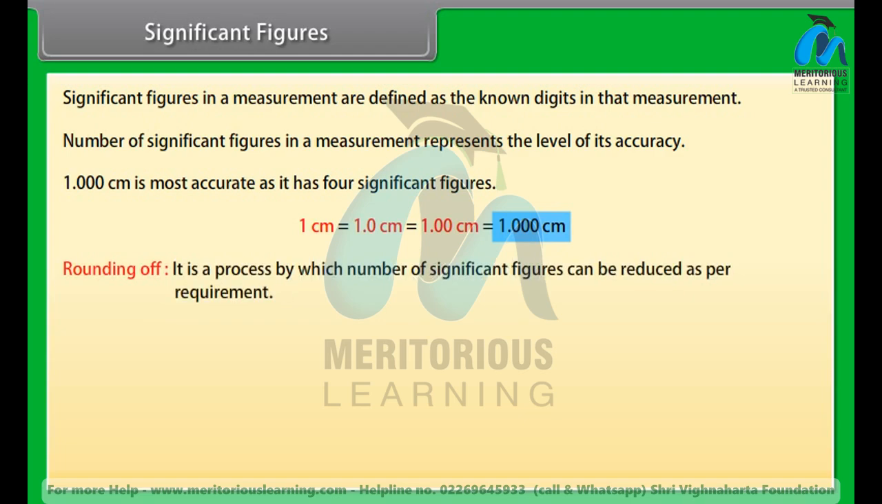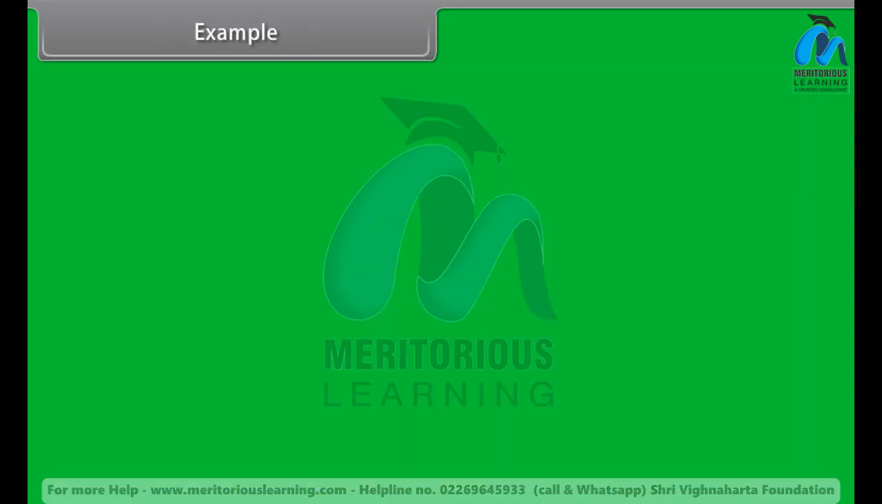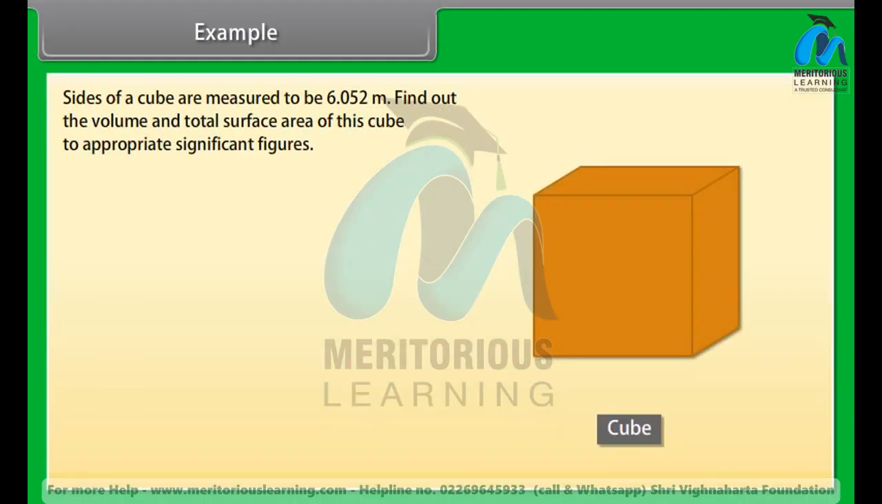Rounding off. It is a process by which number of significant figures can be reduced as per requirement. Let us take an example. L is equal to 2.6587 centimeters. On rounding off, L is equal to 2.659 centimeter. Example. Let us take an example of significant figure. Sides of a cube are measured to be 6.052 meter. Find out the volume and total surface area of this cube to appropriate significant figures.